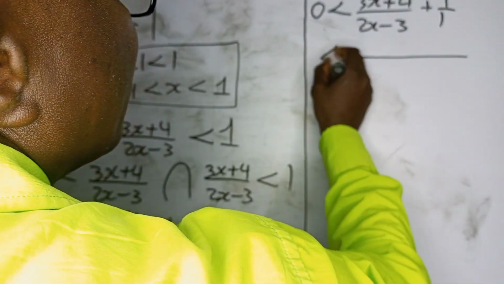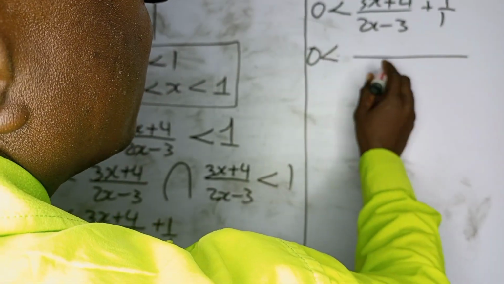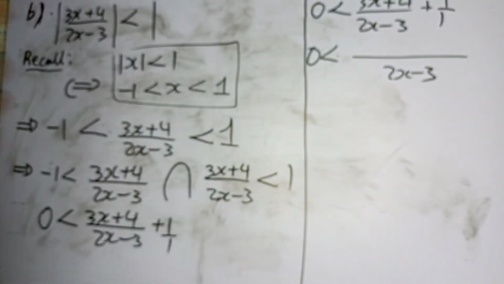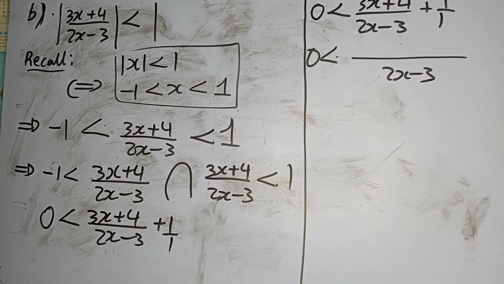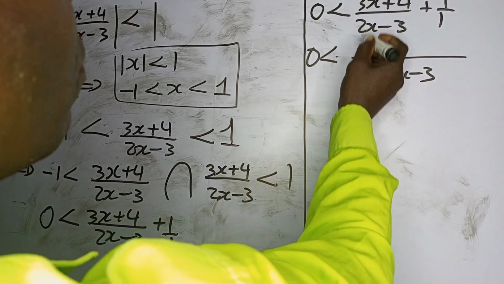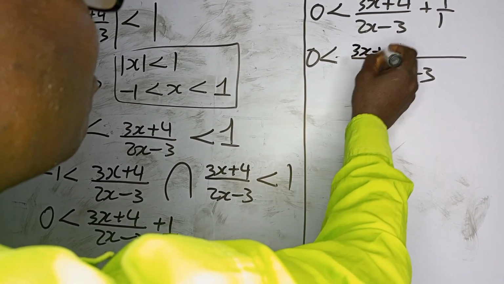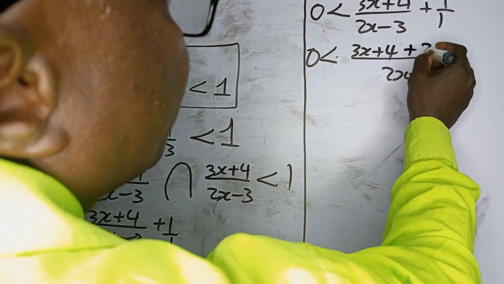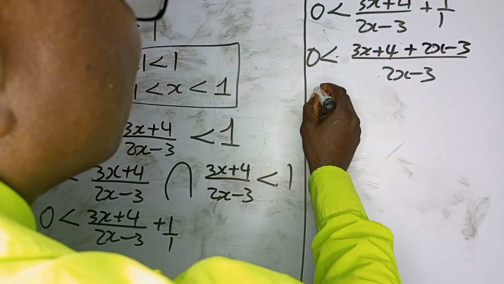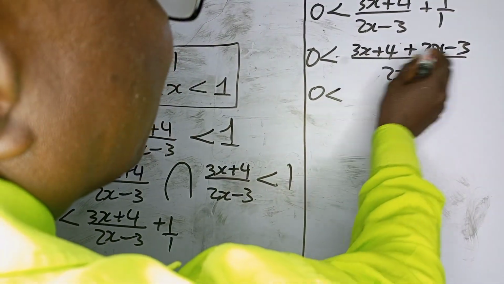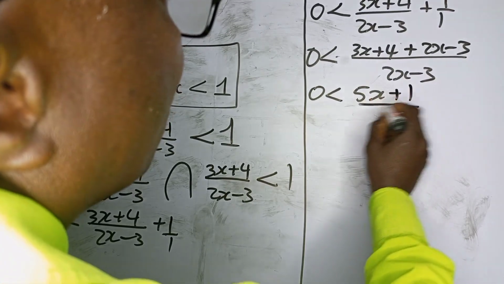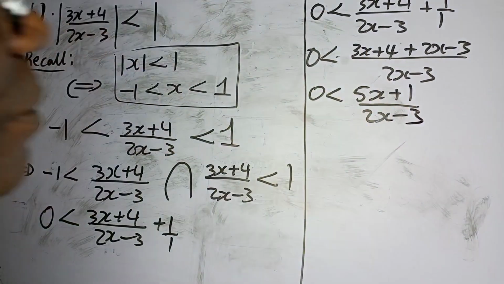The LCM here is 2x minus 3. When we take this and multiply to 1, okay, that gives us the LCM. So 2x minus 3 divided by itself is 1. Multiplied by the numerator, we have 3x plus 4. 2x minus 3 divided by 1 is 2x minus 3 multiplied to 1. So we have 2x minus 3. So we have 0 less than 3x plus 2x, 5x, 4 minus 3, 1, all over 2x minus 3.